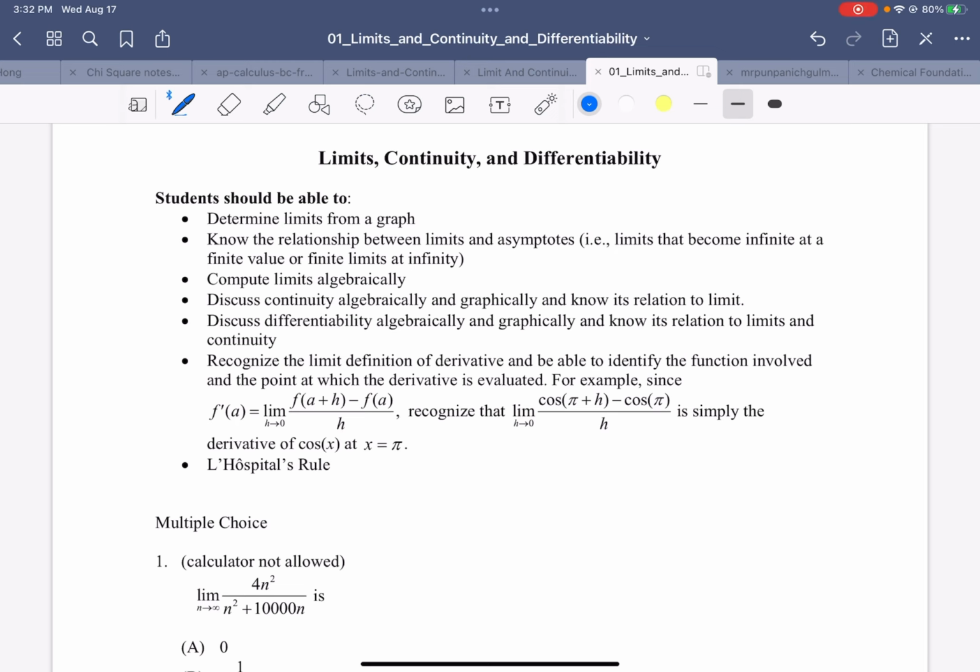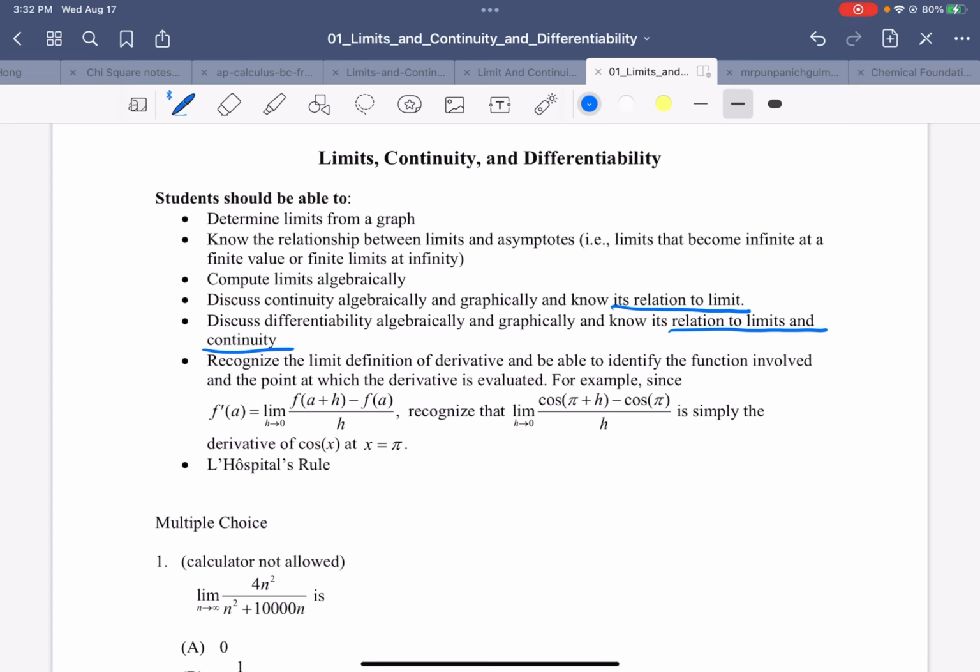Okay, so the topics I will go over are determining limits from the graph, and the relationship between limits and asymptotes. So I'm talking about vertical asymptote and horizontal asymptote. And also computing limits algebraically and graphically. We will talk about it. And continuity algebraically, graphically, and also its relation to the limit. And discuss differentiability algebraically and graphically, and also their relation to limits and continuity.